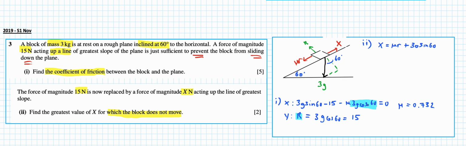Okay, part 2: our force X max is equal to μR plus the component of the weight going down, so 30 sine 60, or 3g sine 60. We get a value of 37.